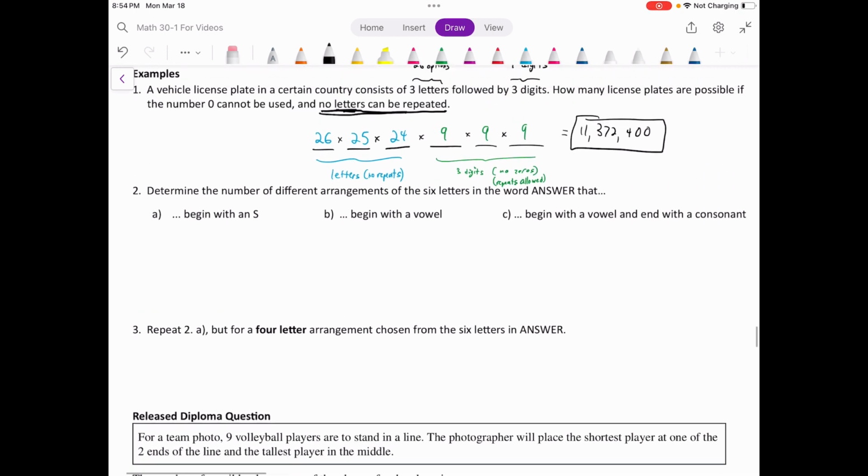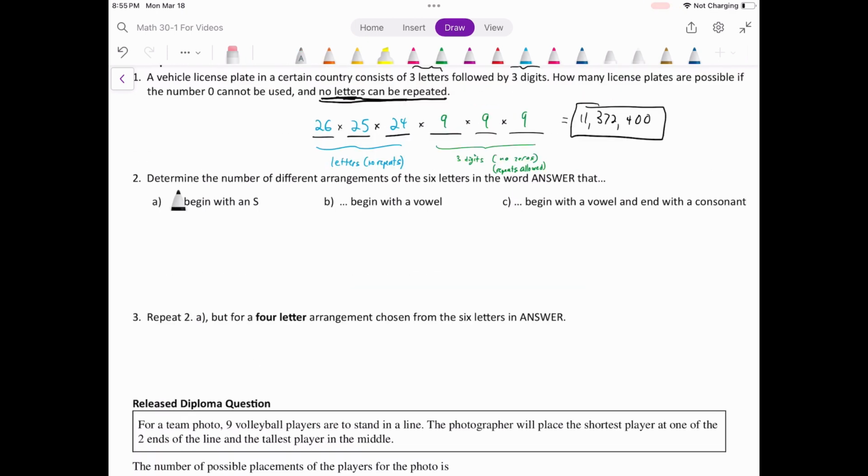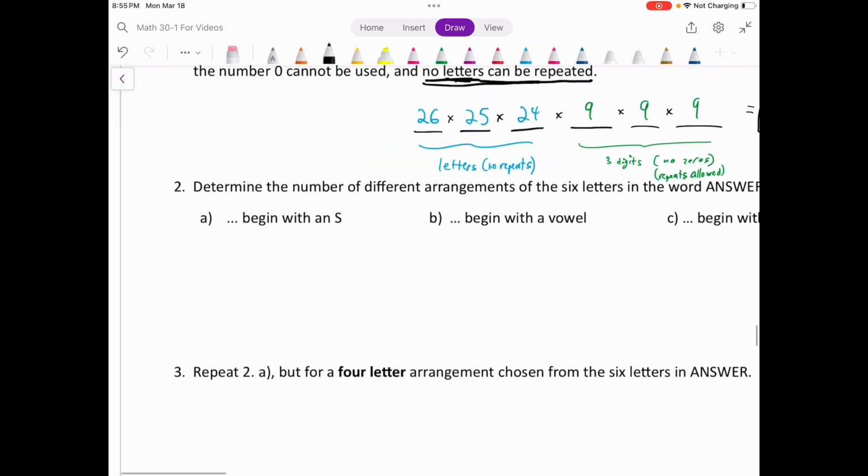All right, let's try out another one. So it wants us to determine the number of different arrangements of the 6 letters in the word answer that, for part A, they must begin with an S. So that's our restriction, right? So like I said, let's just let the restriction tell us how our options have changed compared to if there were no restrictions, and then we'll fill in the rest.